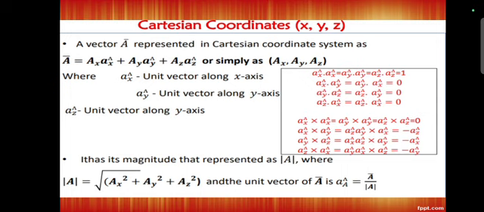In this Cartesian coordinate system, ax dot ax is equal to ay dot ay is equal to az dot az is equal to 1. Here both are the x coordinate, meaning if you take the dot product, and similarly both are y coordinates and both are z coordinates, the dot product is equal to 1. If you take the cross of xy, yz and zx, that value is equal to 0, that is ax dot ay, ay dot az, az dot ax, that value is equal to 0. So its magnitude is equal to the root of Ax square plus Ay square plus Az square.